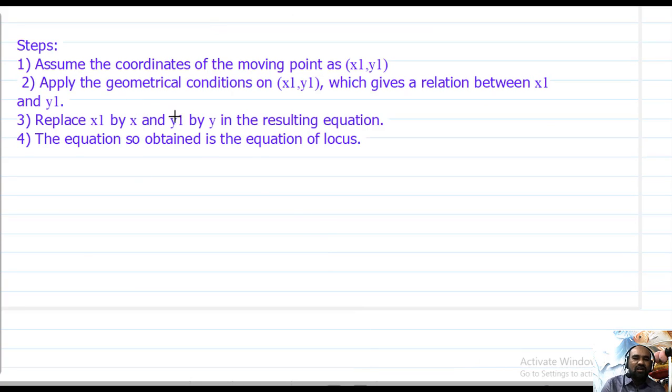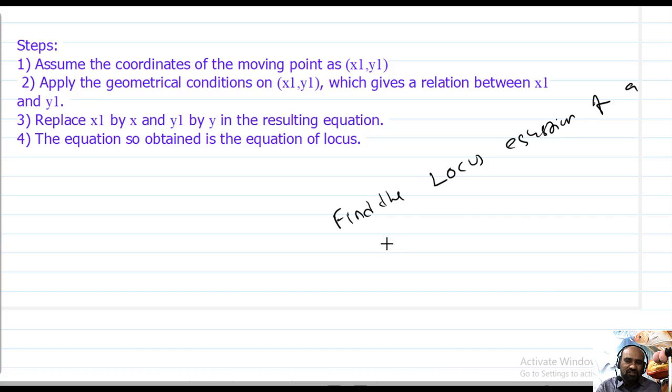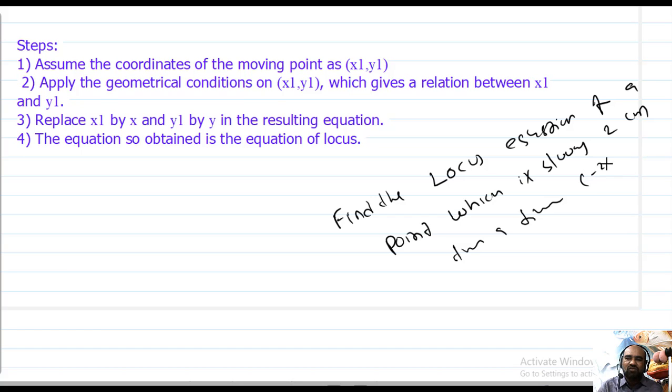Now how to find the locus equation? These steps should be followed. Students, once again I want to explain the same thing. Find the locus equation, not the locus, the locus equation of a point which is always 2 centimeters from a fixed point, say (minus 2, 3).